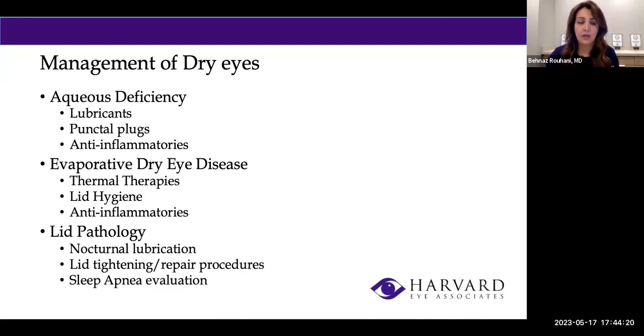And one very important thing is sleep apnea evaluation, because patients with sleep apnea can easily get anatomically changed eyelids or floppy eyelids that can evert while they sleep, especially if they are side sleepers. So they go to the pillow and then the eyelid would evert or flip and the eye surface will get really irritated and dried out. So these are very important to be evaluated and managed prior to cataract surgery.